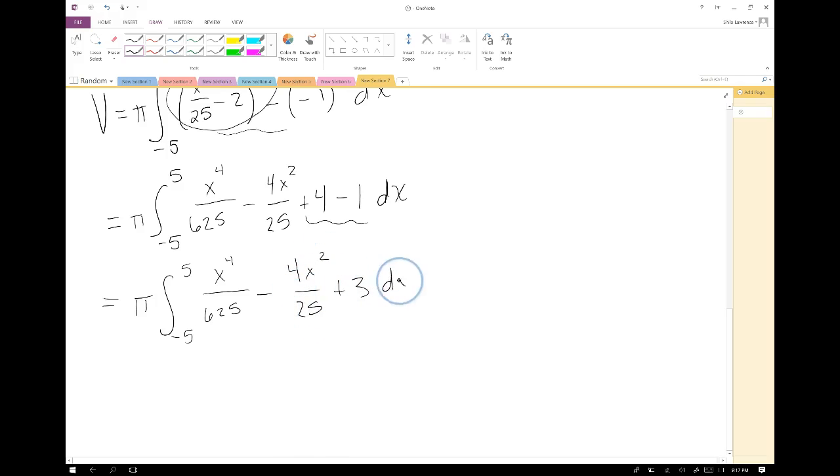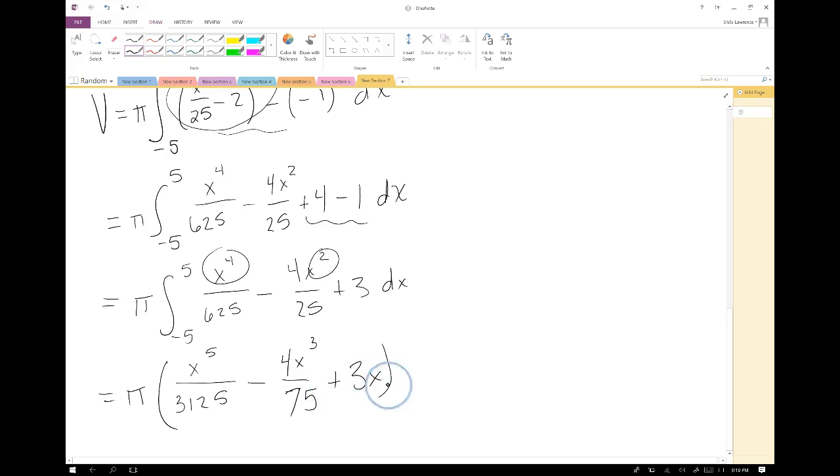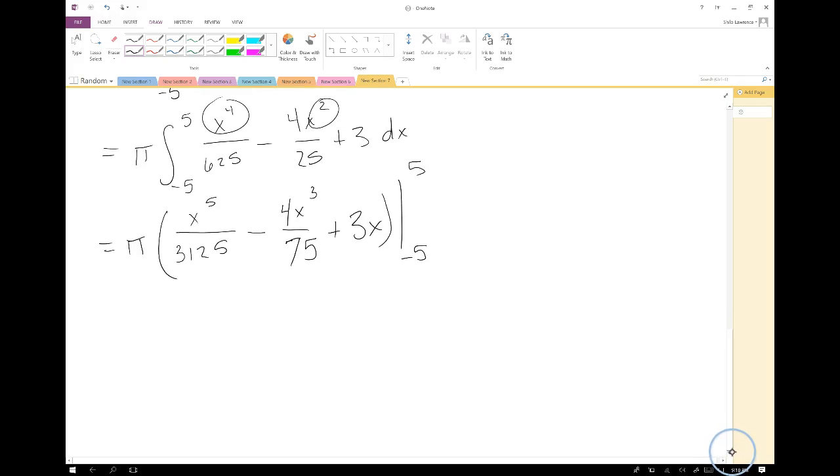So that's really plus 3. The power rule just says add 1 to your power and then divide by the new power. So that's going to be x to the 5th over 5. We multiply the 625 by 5, and we get x to the 5th over 3125 minus 4x cubed over 75 plus 3x. This needs to be evaluated at positive 5 and negative 5.